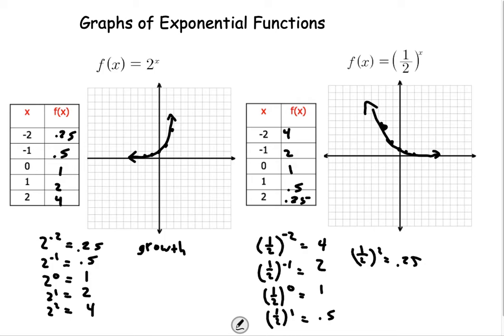So again, we plotted those out and connected our dots. So then what kind of graph is that as I go from left to right on the graph there? You start up on the left, and then as I go to the right, the graph there goes down. So that's called a decay graph.